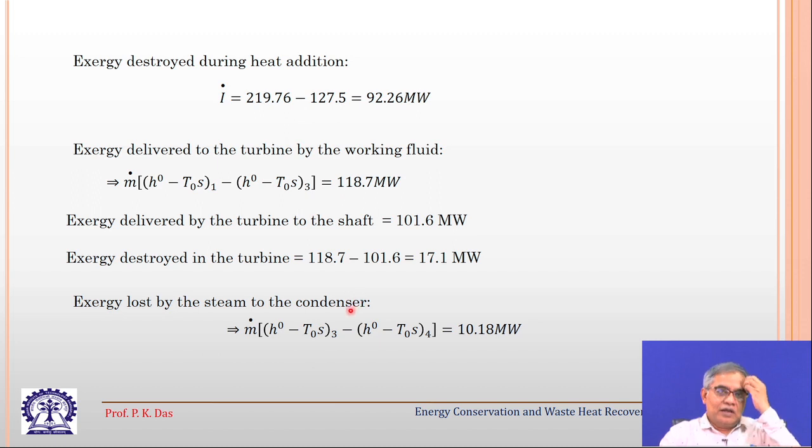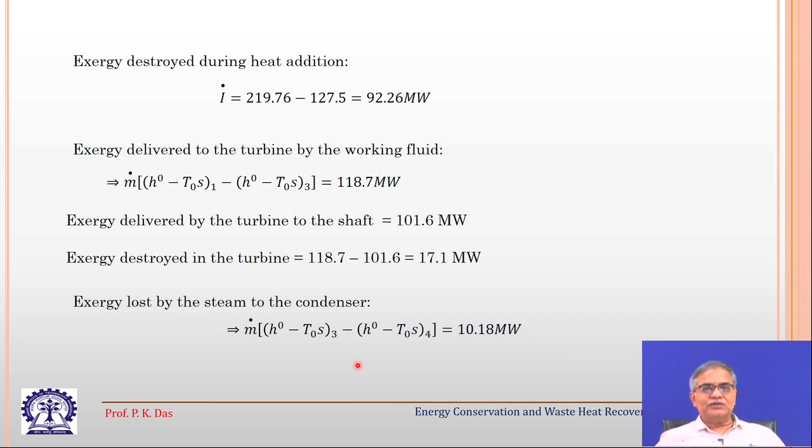Then exergy lost by the steam to the condenser, or in the condenser. So, again we can use the flow exergy formula, flow exergy function we can use, and using that we can get 10.18 megawatt. Now, one can make a balance also.